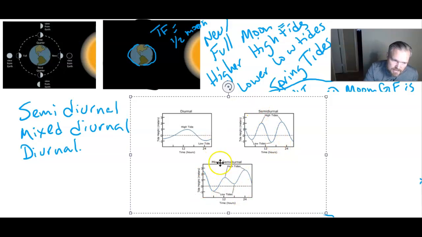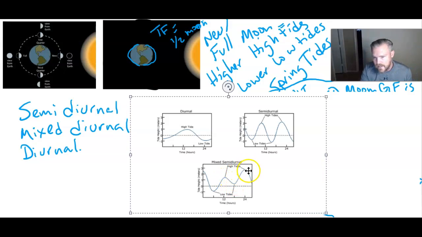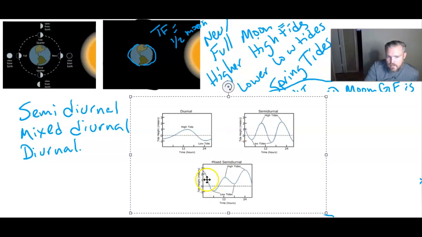And then this mixed semi-diurnal is what I alluded to earlier when I drew the difference in tides. So you have a low tide, then you have a high tide, then you have a higher than low tide, and then a higher than high tide. And this is in a 24-hour period. So this is not talking about spring tides versus neap tides. So basically, in a spring tide versus neap tide situation, if you were in the spring tide, so if you were at full moon or new moon, then this would all just be amplified.